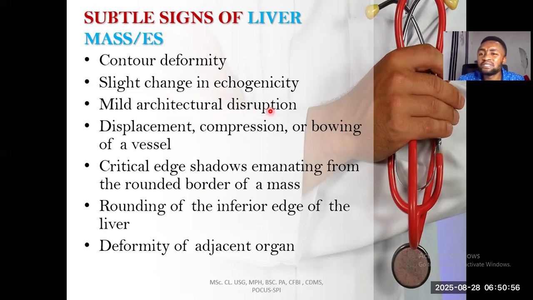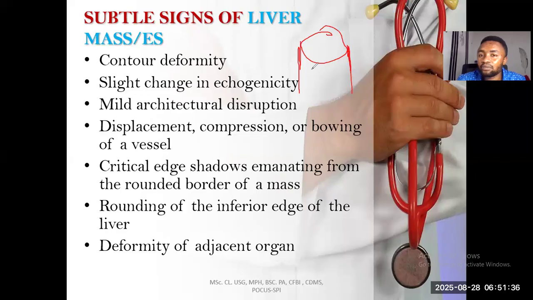So subtle liver masses show slight change in echogenicity and mild architectural disruption. Mild means you are not going to see gross changes. There will be a displacement, compression, or bowing of a vessel. I've shown you some vessels that are bowed, somewhere closing up, somewhere distorted. You understand? Another sign is edge shadows emanating from the rounded border of a mass. Not all masses will give edge shadows, but some masses will do that. Edge shadow means that if this is the mass, the edge here will create some shadows here, and this edge will also create some shadows.